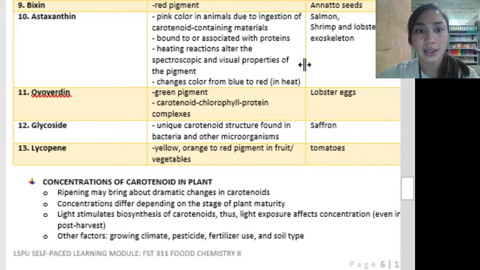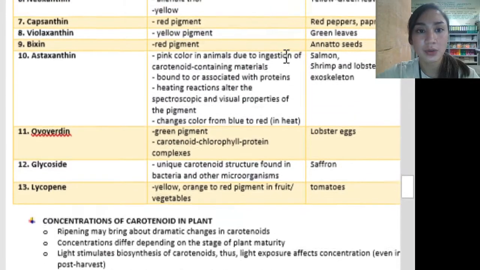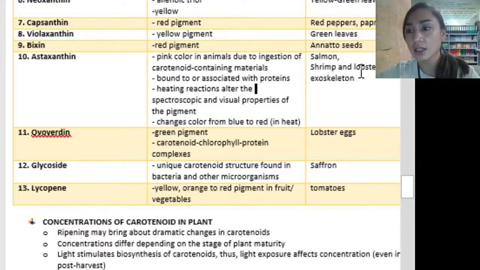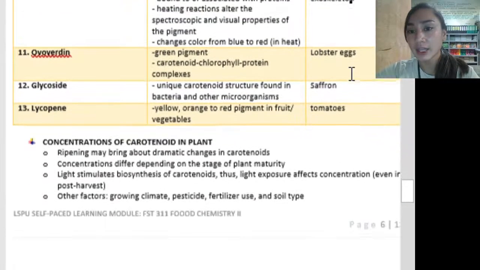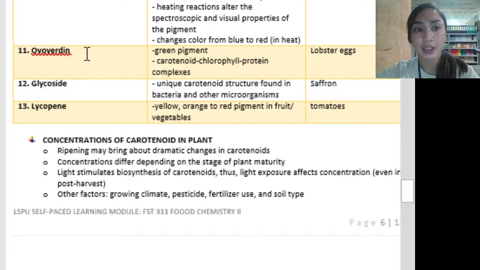So, dito sa astaxanthin, you will notice if you cook shrimp or lobster or yung exoskeleton, which is the outer skeleton of the shrimp, nagche-change siya, diba, from blue or parang gray. Once there is a reaction in heat, there is a change in color. Nagiging orange siya. So, it's also present in carotenoid-containing animals, pink color animals, such as salmon. Okay, and then we have, number 11 is ovoverdin. So, ovoverdin, it's a green pigment.